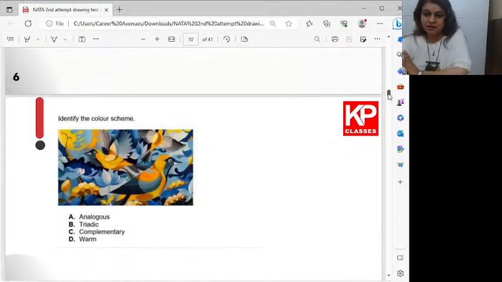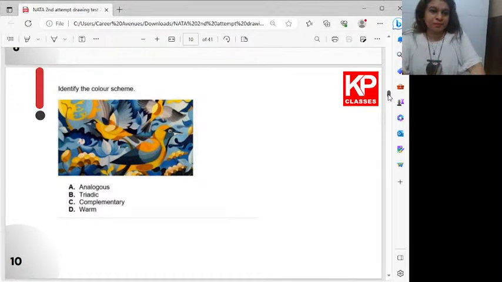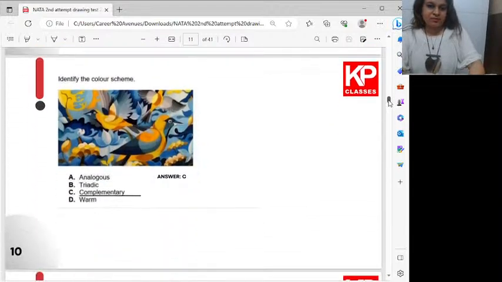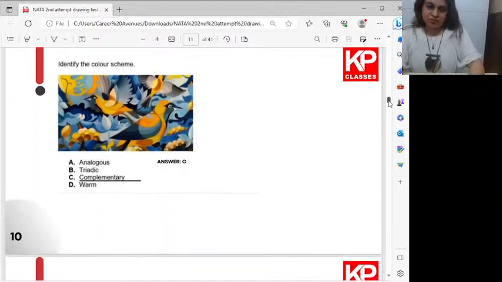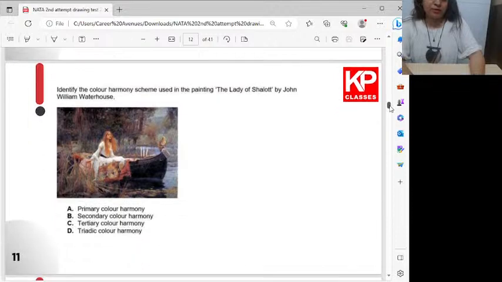Next is again a question which is part of color theory. Okay, so analogous, triadic, complementary, and warm. So the answer is complementary. Why? Because we see orange and blue. Okay, so they are complementary. Well, yes, there are other colors also present, but we are talking about the more dominant ones.